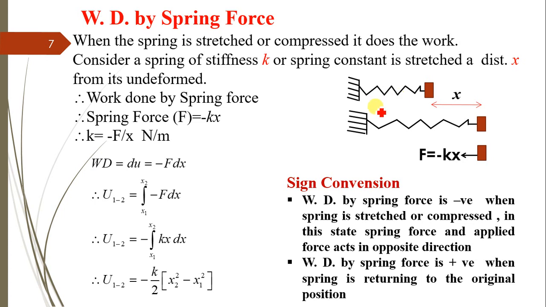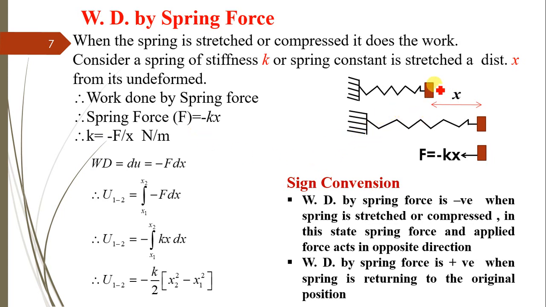And therefore, considering a spring of stiffness K, to determine the work done in the spring due to compression or elongation. K is also called the spring constant. Distance x is its undeformed distance. Now the work done by the spring force is equal to minus K into x. So here the spring constant K is equal to F divided by x. This force is again negative, because this force is always acting in the opposite direction of motion.